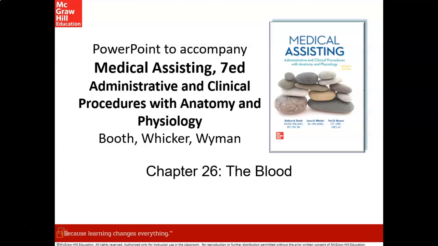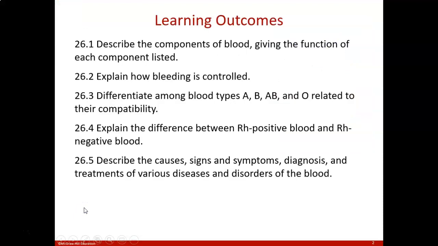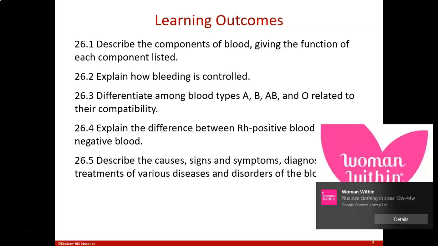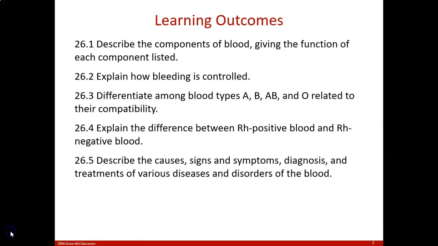Okay, this chapter is chapter 26, the blood. The different things that we'll discuss here are the different components of blood and the function of each. We'll talk about some terms that are related to how bleeding is controlled. We'll differentiate between the different blood types and talk about their compatibilities.